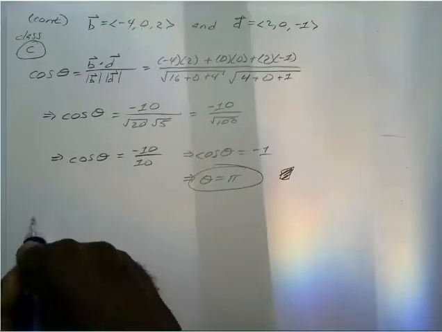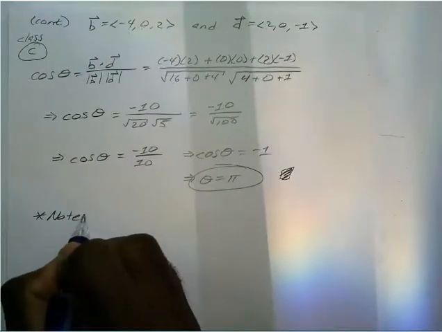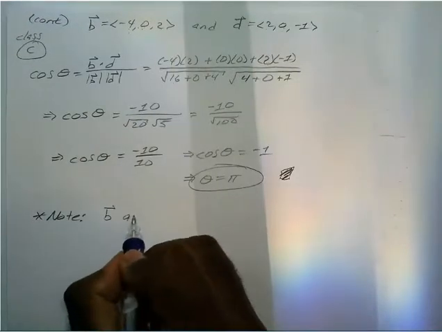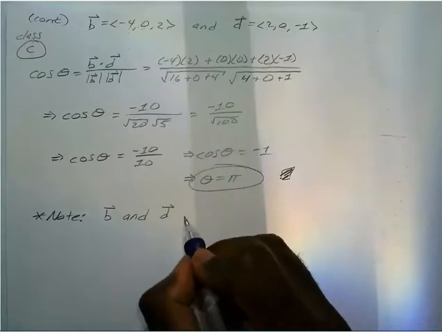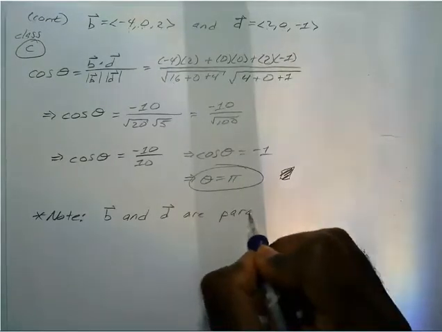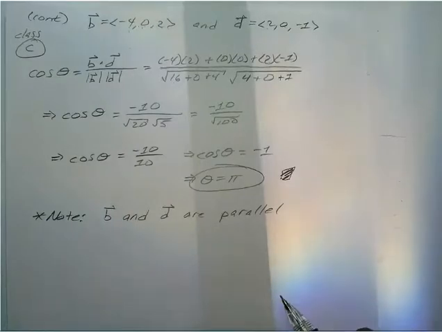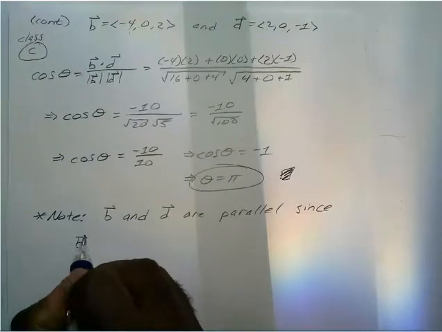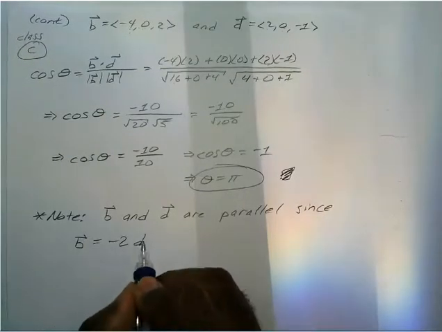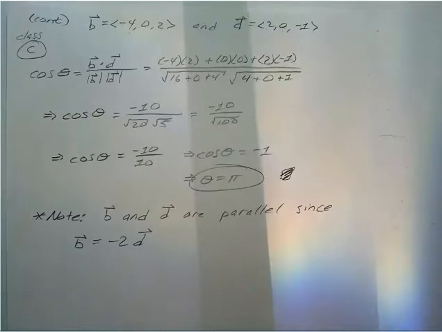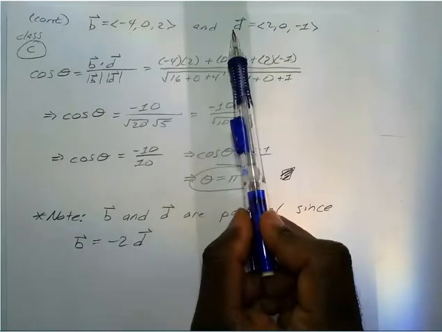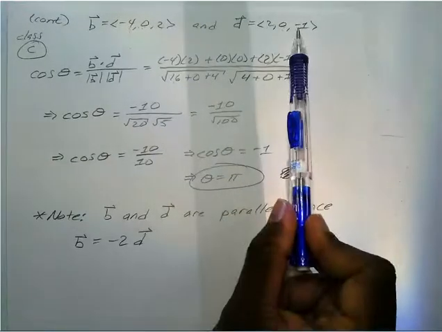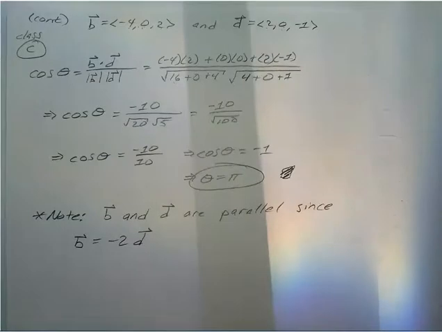Okay, now a quick note. I don't know if some of you noticed this or not, but vector B and vector D are parallel since they're scalar multiples of each other. So that just means that vector B is actually equal to negative 2 times vector D. If you multiply vector D by negative 2, 2 times -2 is -4, negative 2 times 0 is 0, and negative 2 times negative 1 is 2. Okay, so it's actually parallel.